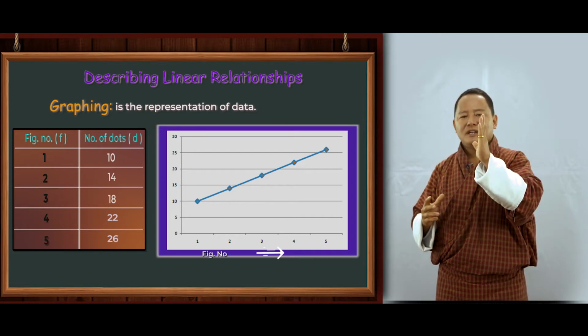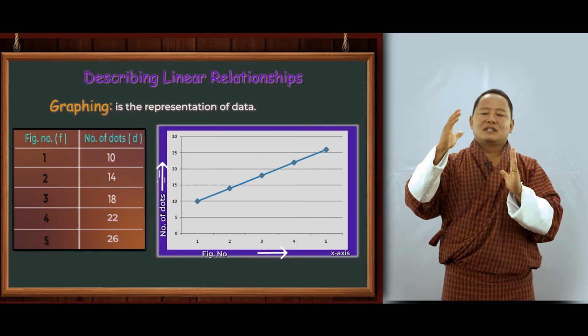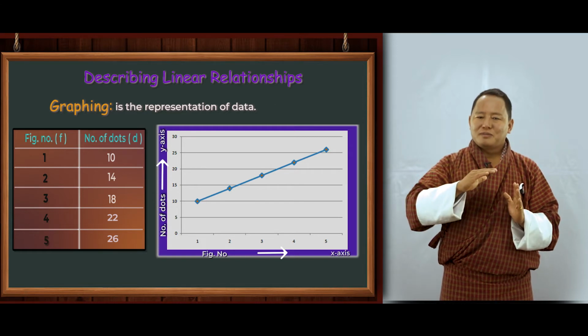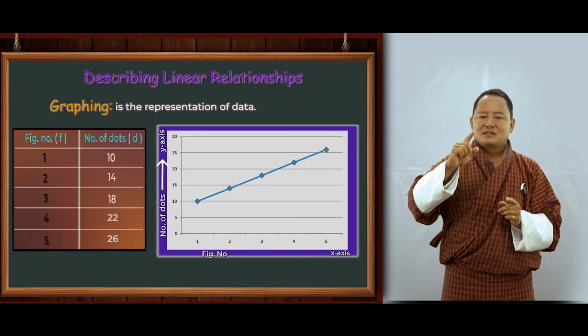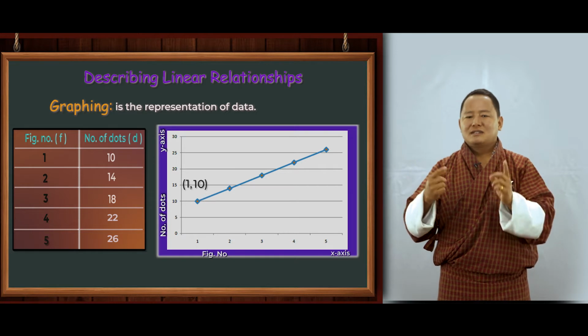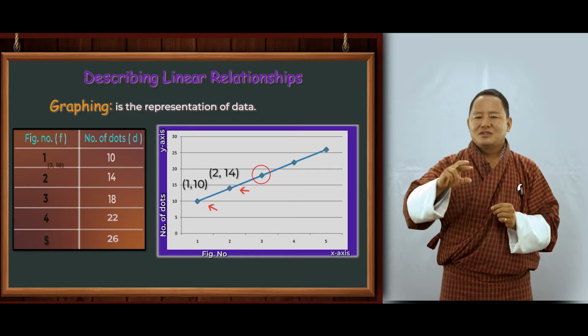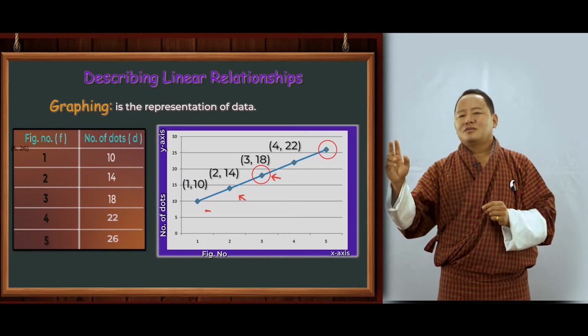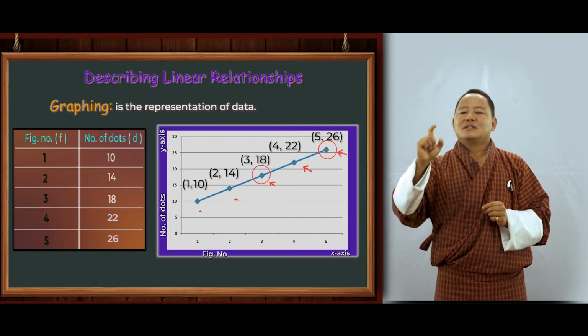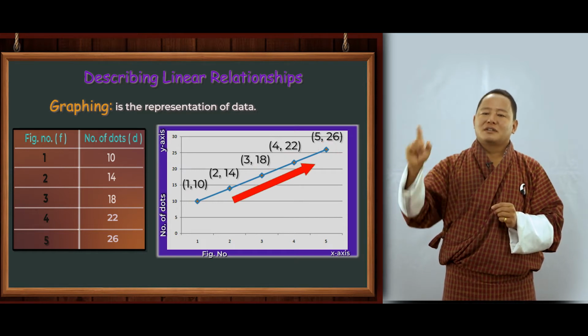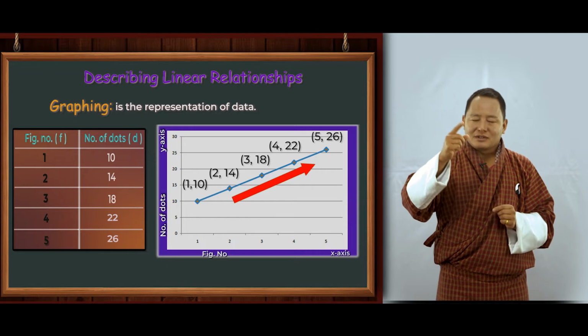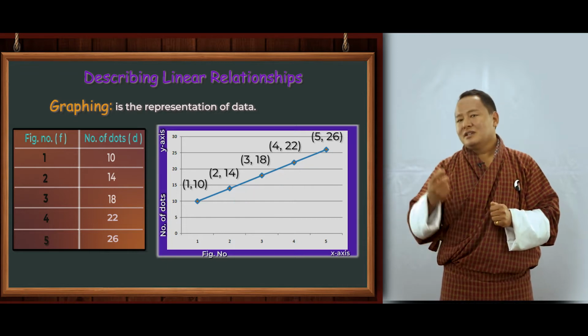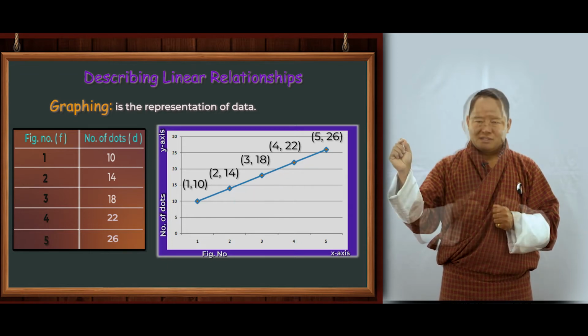Now keeping figure number as the x-axis and number of dots as the y-axis, if we plot a graph, x is 1, y is 10; x is 2, y is 14; 3, 18; 4, 22; 5, 26. That will give us a very straight line graph. So that's why the relations are actually called linear. Linear basically means a straight line.